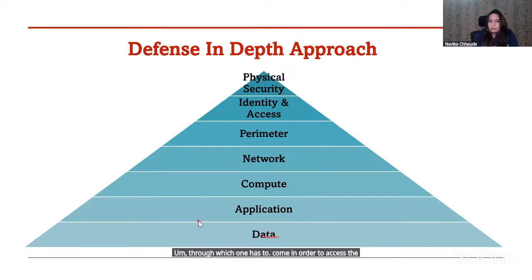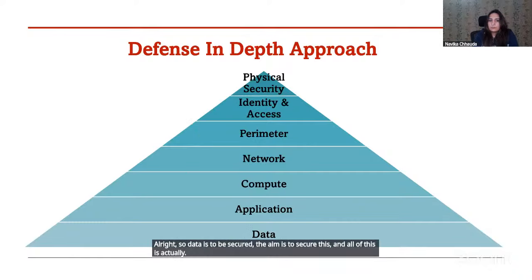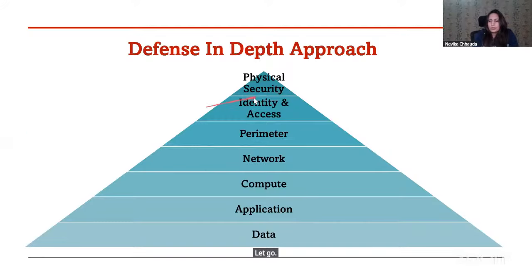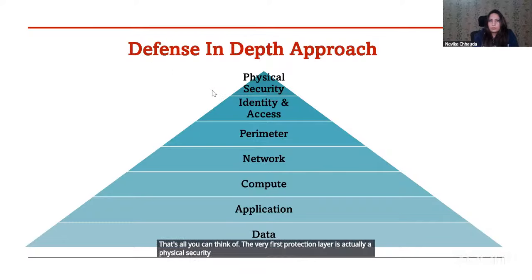It's like that. All right. So data is to be secured. The aim is to secure this, and all of this is like protection layers to it. That's how you can think of it. The very first protection layer is a physical security layer. That is the first one.